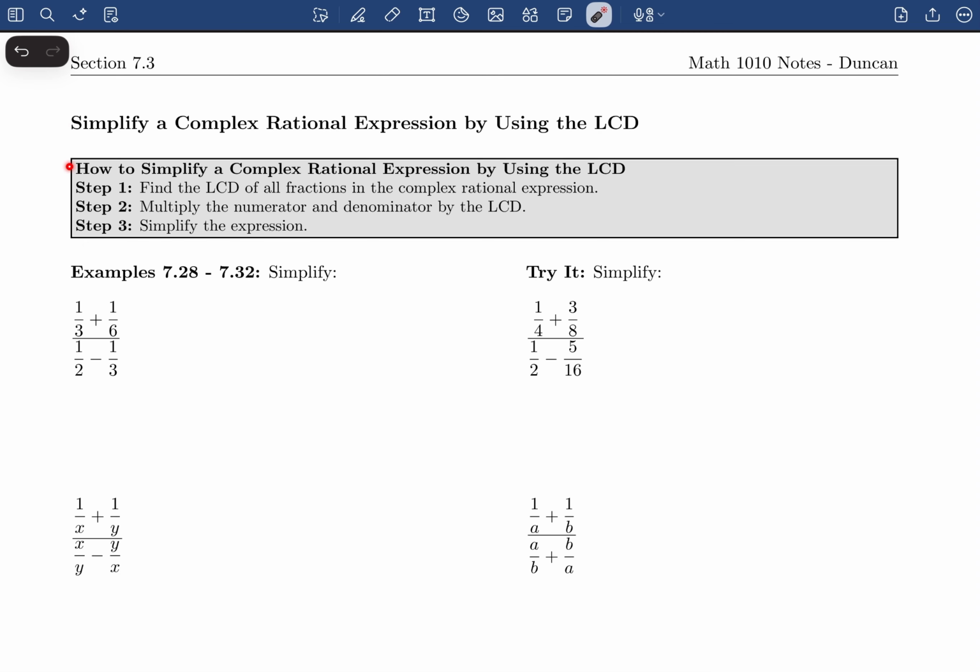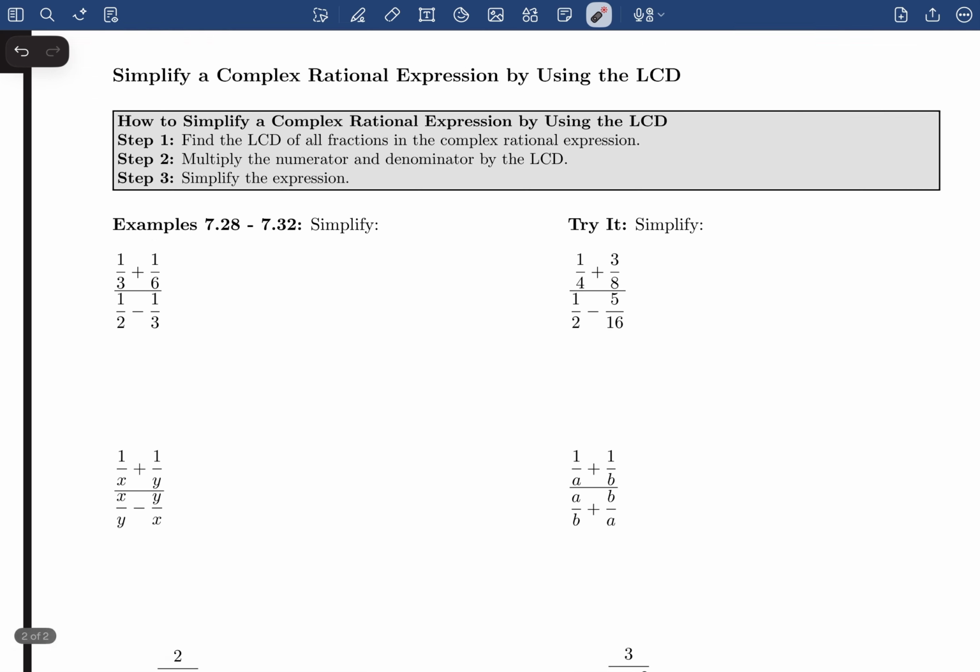And to do that, here's the three-step process. Step one, find the LCD of all the fractions in the complex rational expression. Then step two, multiply the numerator and denominator by the LCD. And step three, simplify the expression.